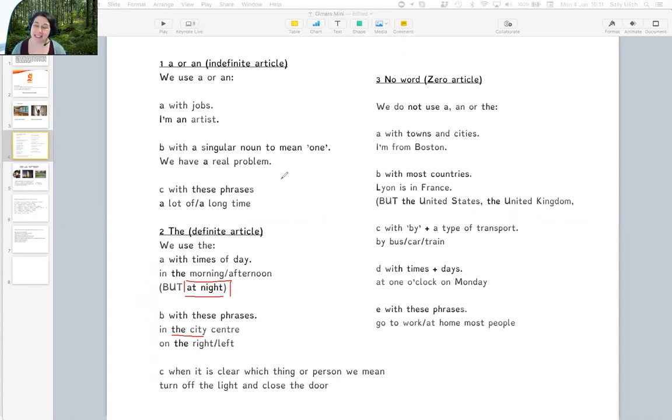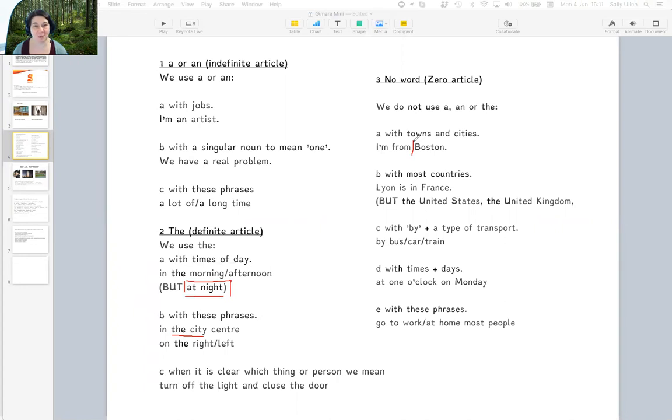Sometimes we don't need an article at all. If, for example, we're talking about towns and cities, you can say, I'm from Boston. I'm from London. We don't need any article here at the front of the name of a city or town. Most countries don't need the or an in front of them. Lyon is in France. Helsinki is in Finland.